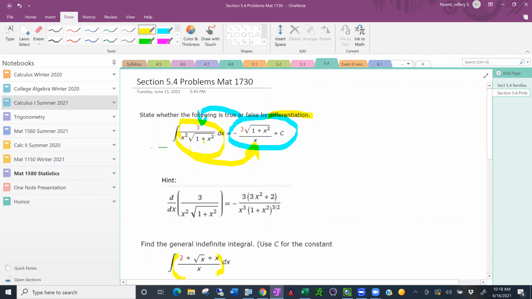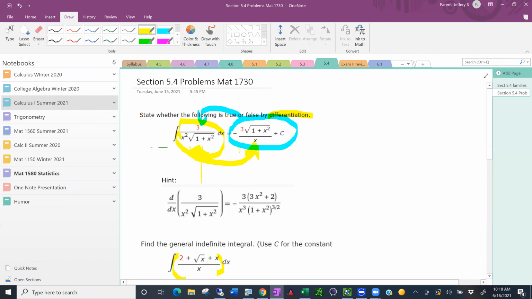Differentiate the antiderivative, and I should get the integrand. That's the fancy word there. No problem. So let's take a look here. I did that work for you. If you differentiate, let's see, did I do this backwards? Yeah, I don't want to find the derivative of that. I want to find the integrand.